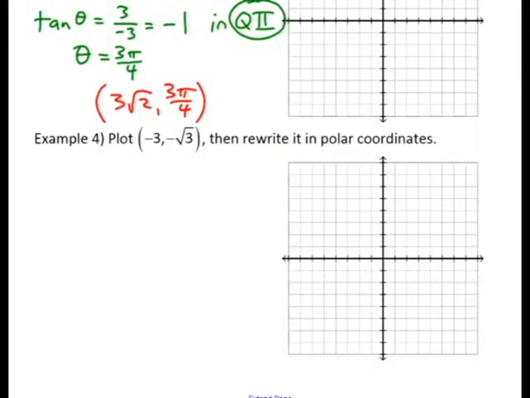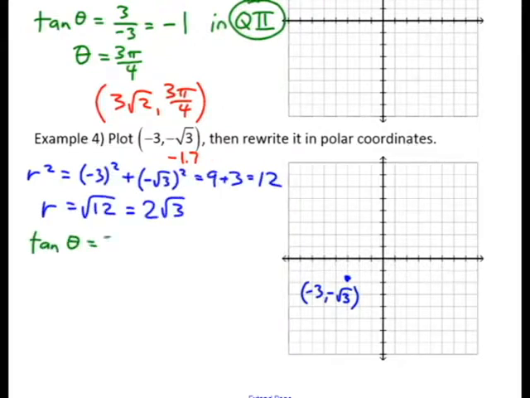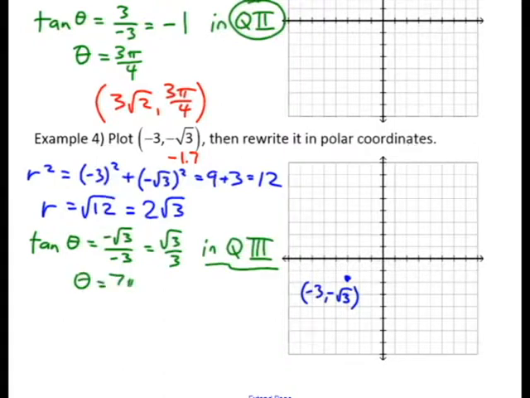Here's another example. In quadrant 3, we're going to have to estimate the radical value. The square root of 3 is approximately 1.732. Notice that even though x and y are both negative, we get positive angle and positive r.